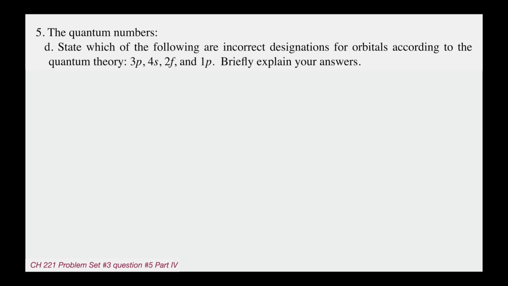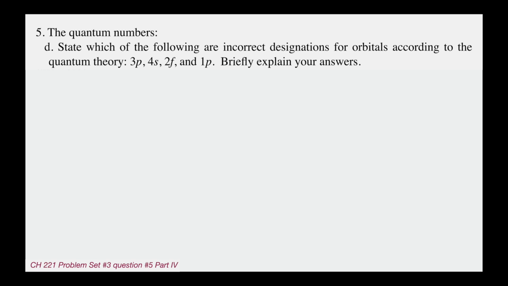State which of the following are incorrect designations for orbitals according to quantum theory: 3p, 4s, 2f, and 1p. Briefly explain your answer. Okay, there's a couple different ways to do this one. One way is to literally read a periodic table. And like we talked about, you can read which regions you're in. So the S block is groups 1A and 2A with helium thrown in. And the P block is 3A through 8A, or boron through neon, and basically down. And you can find the period number to correspond with S and P. The F blocks are the lanthanides and actinides, and the P's, like I said, are on the right side.